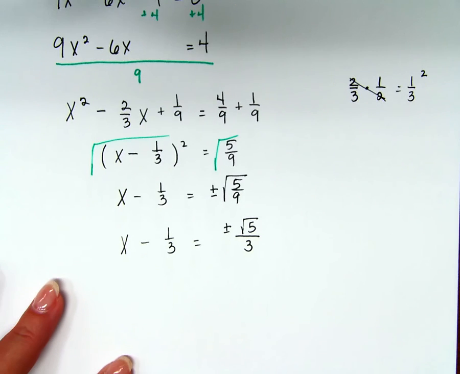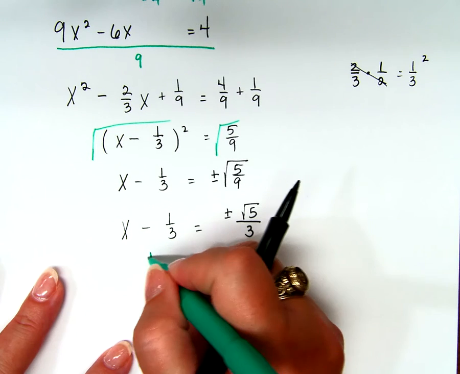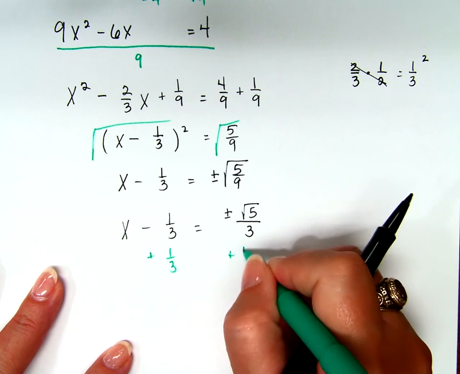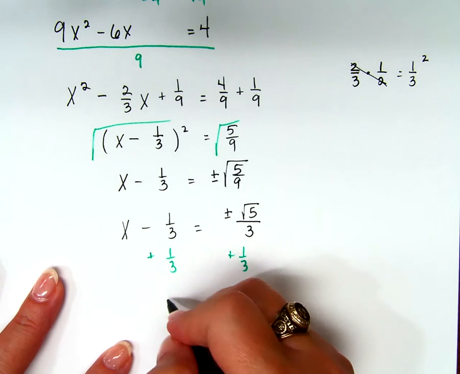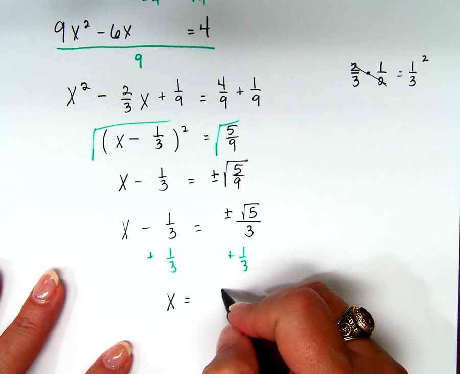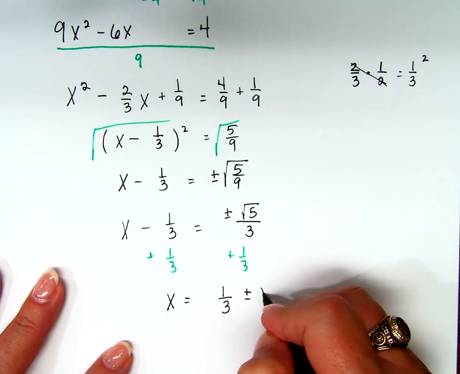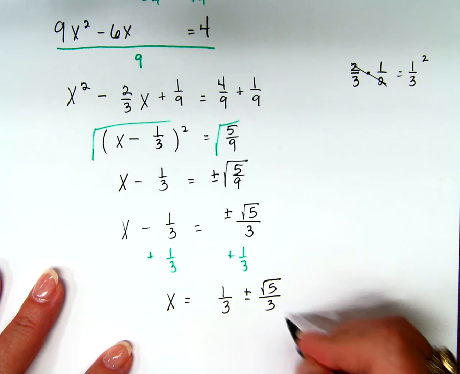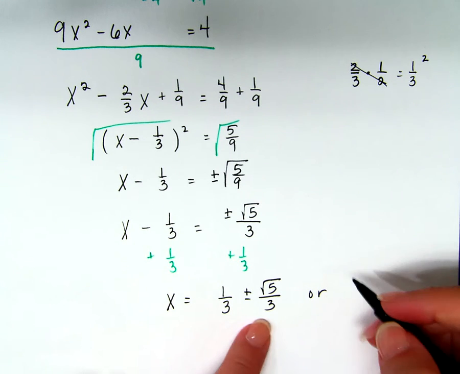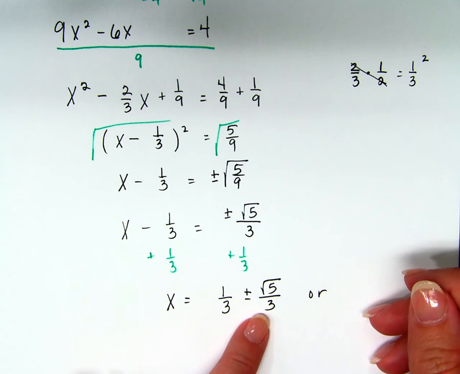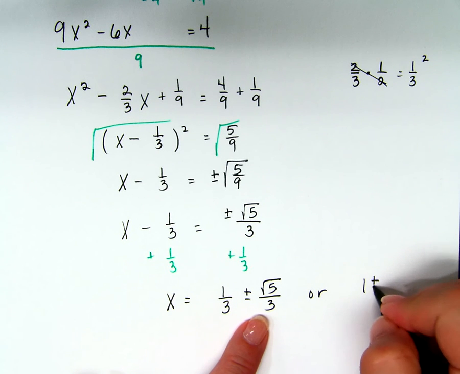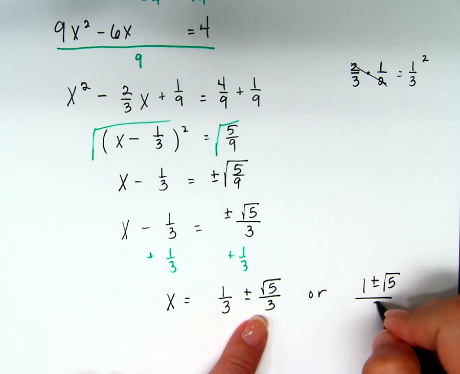Okay? So now I go ahead and add my 1/3 to both sides. X equals, we have two possible answers here. 1/3 plus or minus square root of 5 over 3. Or, since they have a common denominator, can't I combine them? 1 plus or minus the square root of 5 over 3.